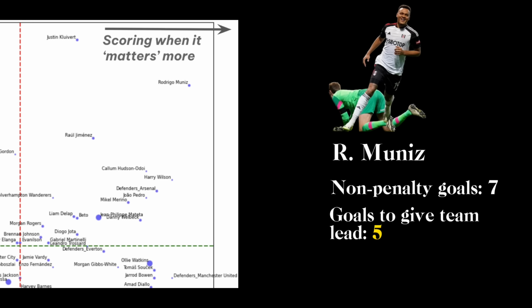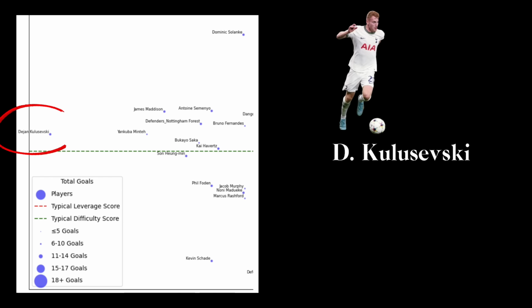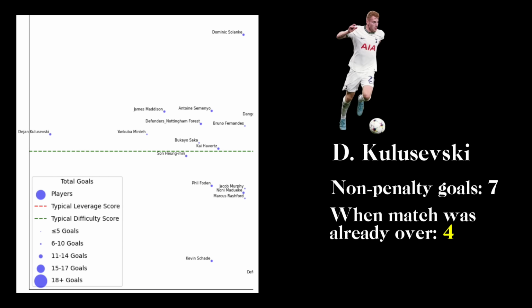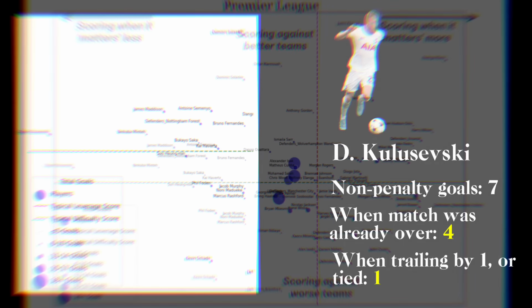5 of his 7 goals gave his team the lead, and 4 of them came in the 75th minute or later. Dejan Kulusevski is the furthest to the left. 4 of his 7 goals came in matches that were basically already over, either with Tottenham having won or lost the match. Only one of those goals came when his team was either tied or down by a goal.